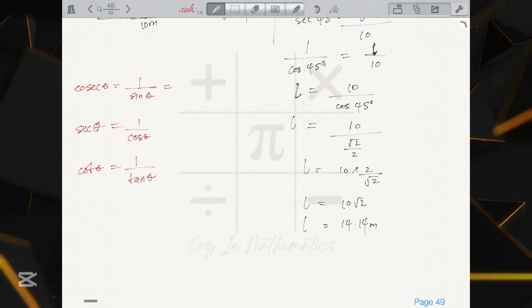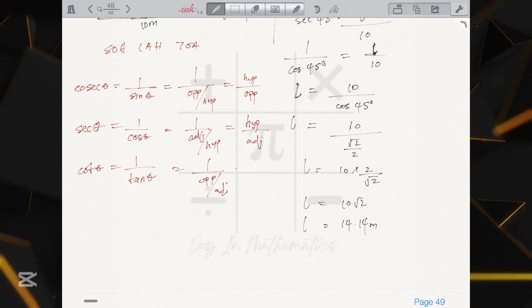We know that our sine theta is opposite over hypotenuse by using SOHCAHTOA, and this will give us cosec theta as hypotenuse over opposite. Our cos theta is adjacent over hypotenuse, which will give us sec theta as hypotenuse over adjacent. And our tan theta is opposite over adjacent, which will give us cot theta as adjacent over opposite.